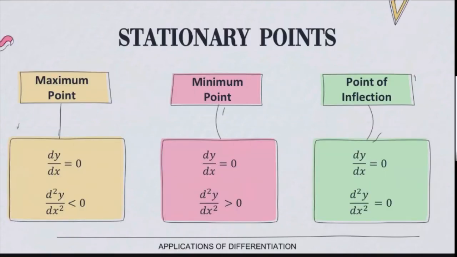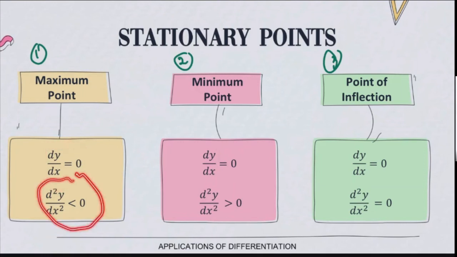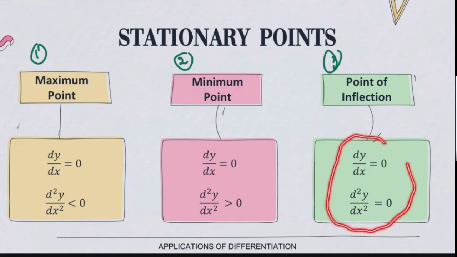Okay, now I will conclude the stationary point. So for stationary point, there are three main important parts, which are maximum point, minimum point, and point of inflection. So for maximum point, the first derivative is equal to 0, and the second derivative is less than 0. While minimum point, the first derivative equal to 0, and the second derivative is greater than 0. While the point of inflection, both the first derivative and second derivative are equal to 0.